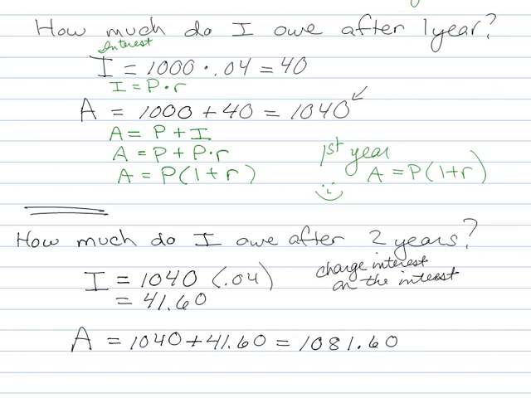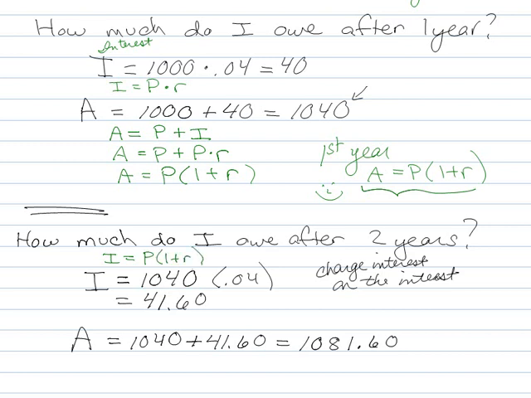All right. So let's look at this in letters and see if we can make some progress. So the interest is the 1040. Now that's not P anymore, because that's the amount that I owed at the end of last year. So how much did I owe at the end of last year in letters? This, right? That's the amount that I owed at the end of last year.